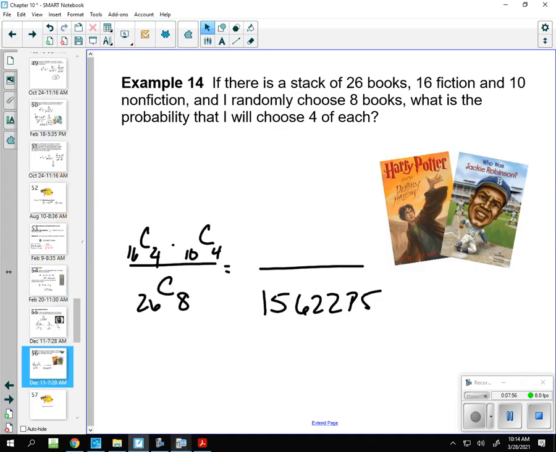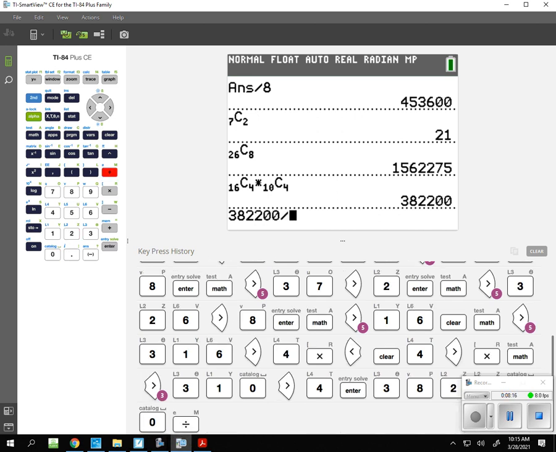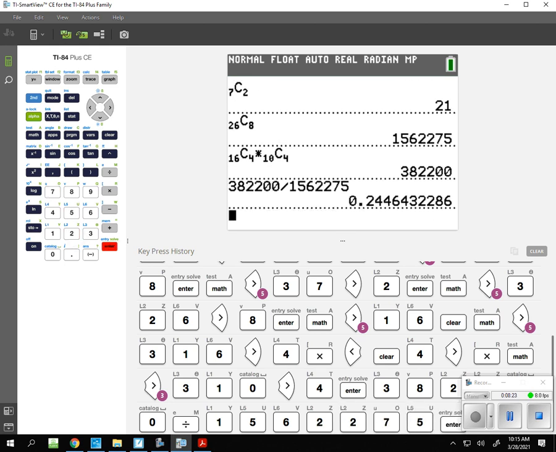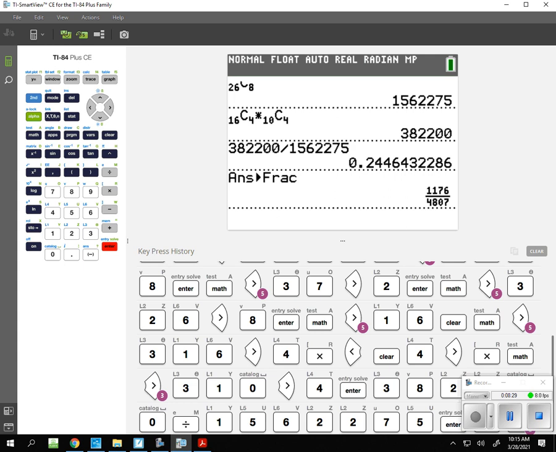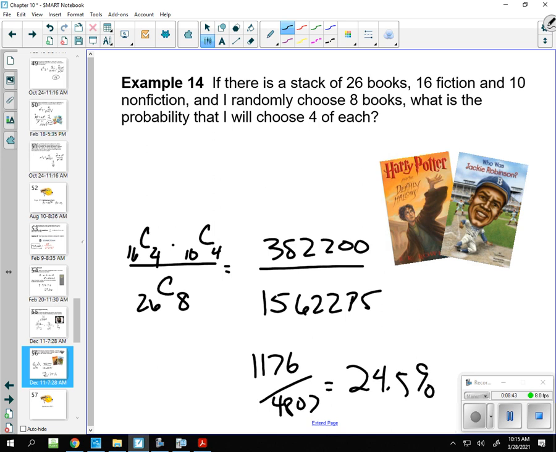Going back here to show my work, 382,200. Now I want to find it as a decimal, so I'm going to go back to my calculator: 382,200 divided by 1,562,275. If you wrote 24.5%, writing it as a percent, that's fine. If you go to math, enter, I can actually do this as a fraction. So we're talking about 1,176 over 4,807, or if you wrote 24.5%, I would take that as well.